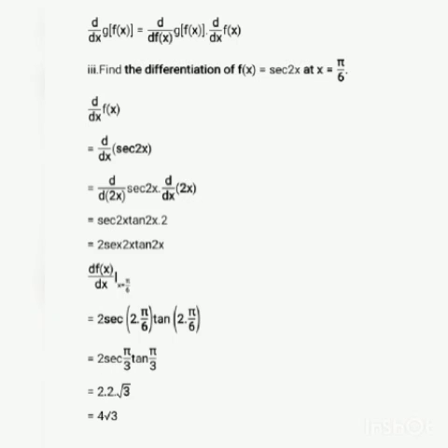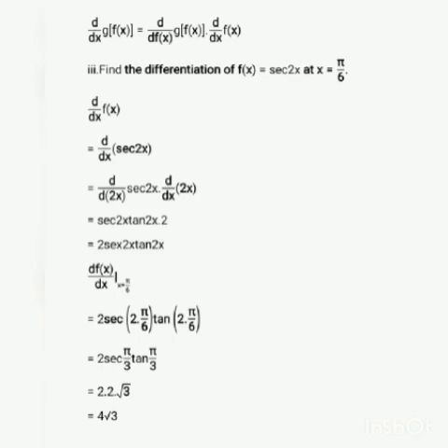Our next problem based on this formula is find the differentiation of f(x) equal to sec 2x at x equal to pi by 6. Now, comparing sec 2x with g of f(x), we can see f(x) is 2x and g of f(x) is sec 2x. Then to find the differentiation of sec 2x, we will write d/dx of sec 2x, which is equal to d/d(2x) of sec 2x into d/dx of 2x.